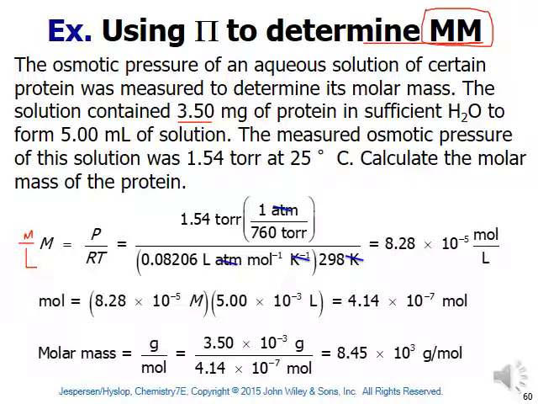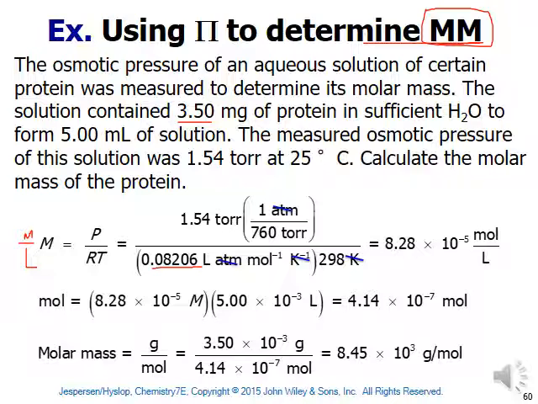Our pressure is 1.54. We want to get that in terms of atmospheres because that's what we use for R. So the relationship is 1 atmosphere over 760 torr. Do that, and you figure out how many atmospheres. And then the bottom is 0.0821, 298. So do the math, and you get 8.28 times 10 to the minus fifth moles per liter.